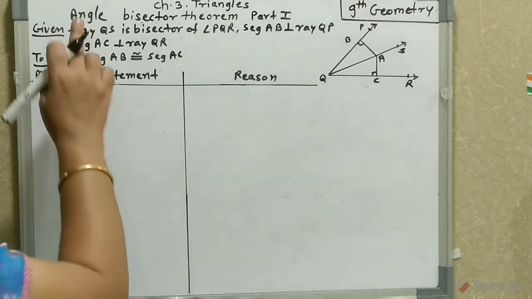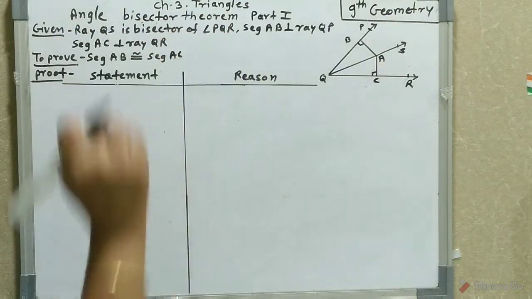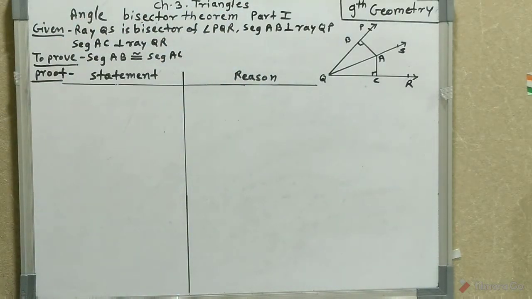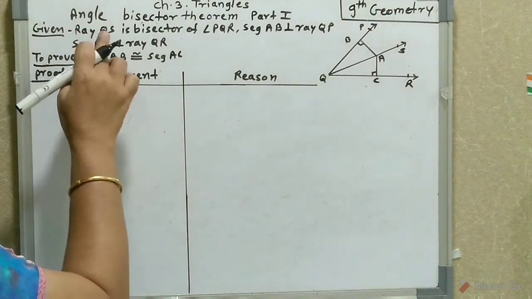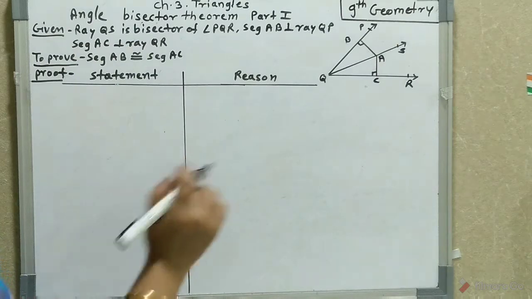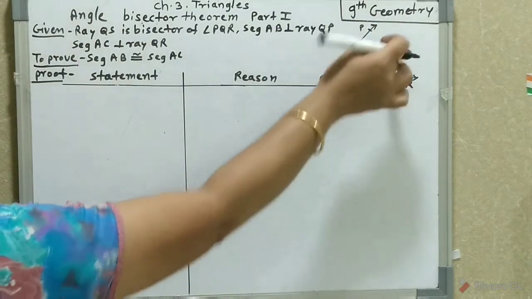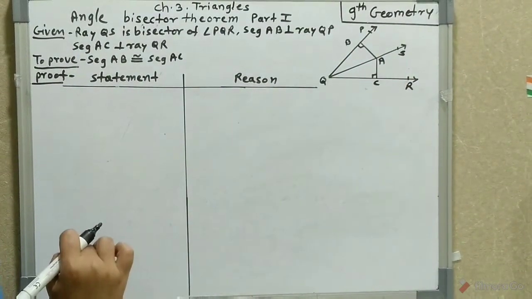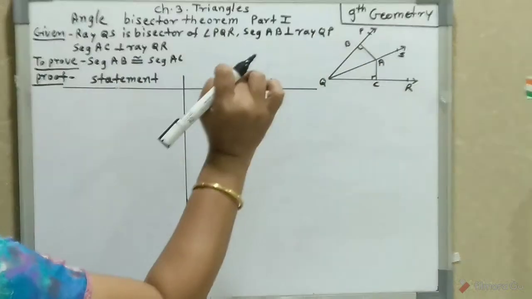Now see the next theorem, angle bisector theorem part 1. What is the statement? Every point on the bisector of an angle is equidistant from the sides of the angle. See your textbook page number 40. So what is the given? The ray QS is a bisector of angle PQR. This is angle PQR and this QS is an angle bisector that divides it into two equal parts.